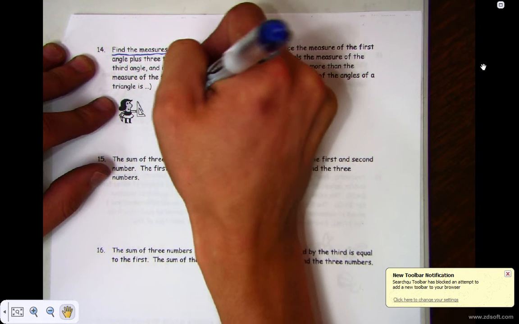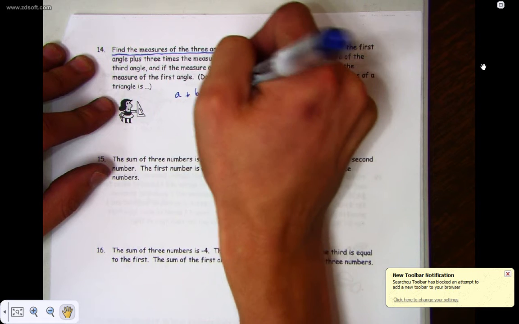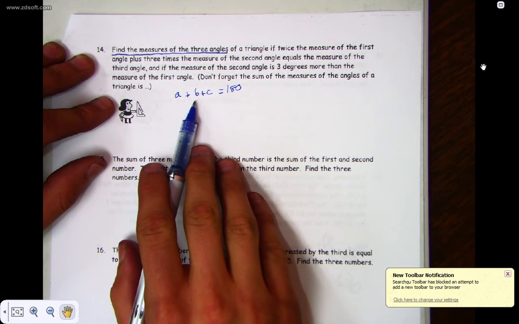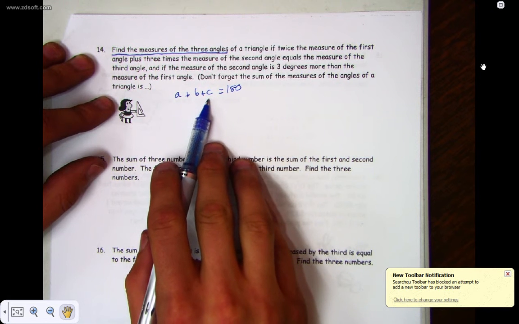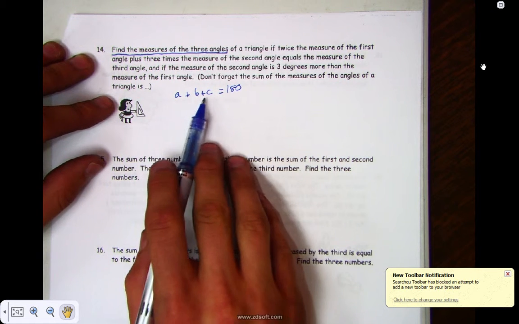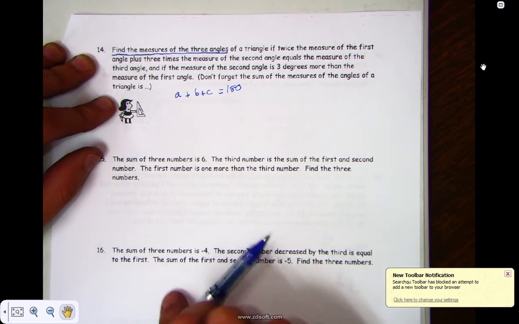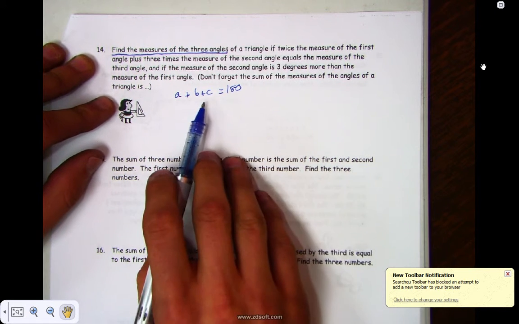We know that A plus B plus C equals 180. See, look, we don't know how many degrees A is. We don't know how many degrees B is. We don't know how many degrees C is. But what we do know is when we add all 3 angles of a triangle up, that's going to equal 180 degrees. All right, so there's one equation.